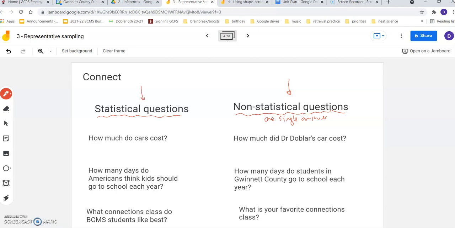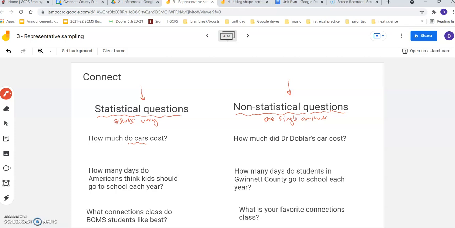Statistical questions, the answers would vary. There would be a lot of answers to a question like how much do cars cost? We couldn't just answer that with a number. Different cars cost different amounts of money. So that's a statistical question. We answer statistical questions with things like the average car or the median car. But it's a different thing.